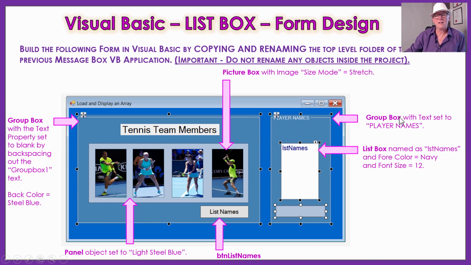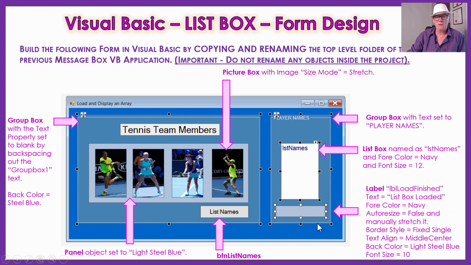And then this guy here is something new. That's a list box. So we're going to call that LST names. That's going to be the name of that. And for color, the writing, we want it to come out this navy blue color and have a font size of 12. And down in here, we've just got a label. LBL load finished, which is just going to put out a message when the list box has been loaded up. So that's got a few properties on it as well.